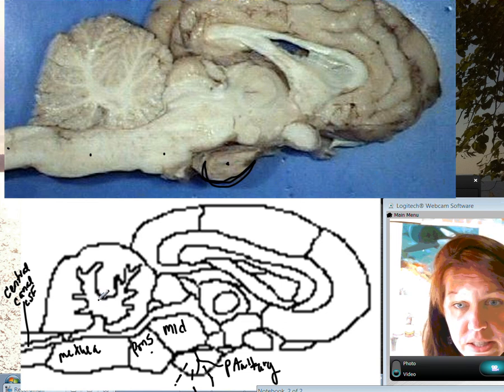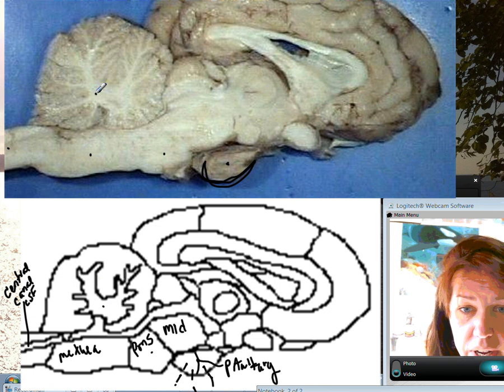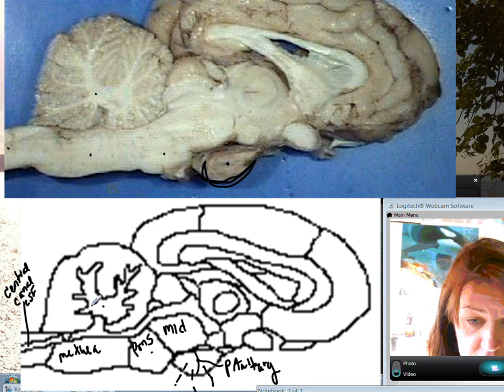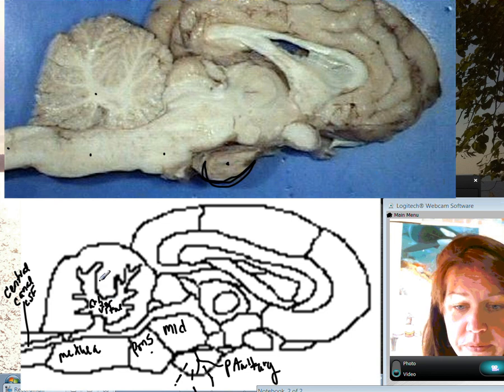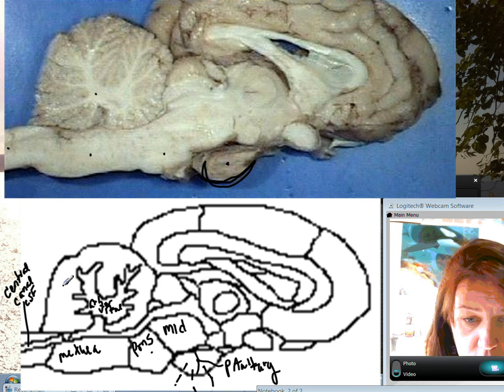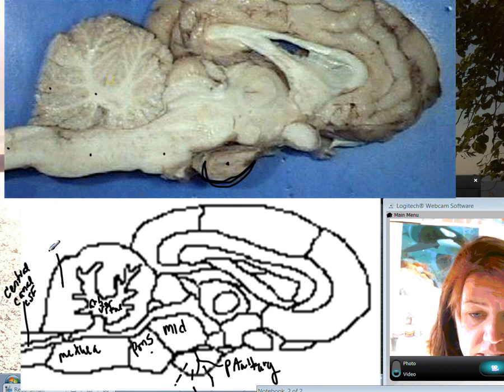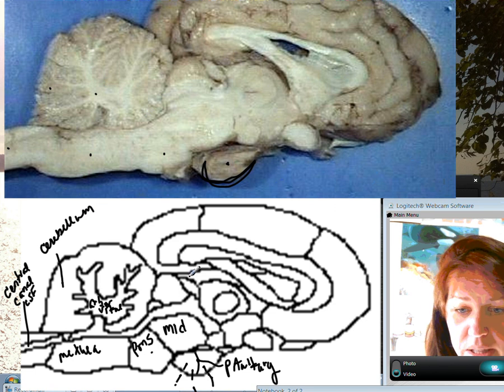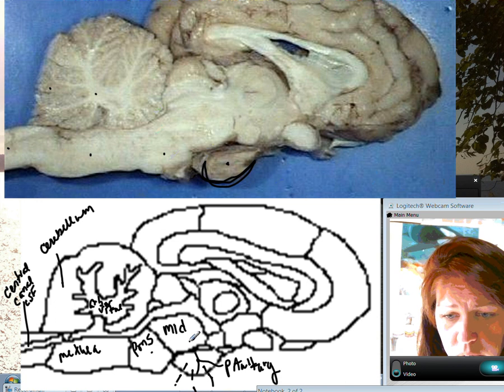Now, this structure inside the cerebellum, if I were to point to the white regions in here, it looks like a tree, and it's named for a tree. It's the arborvitae, V-I-T-A-E, the arborvitae. And then if I were to point to the gray region over here, that is the cerebellum.